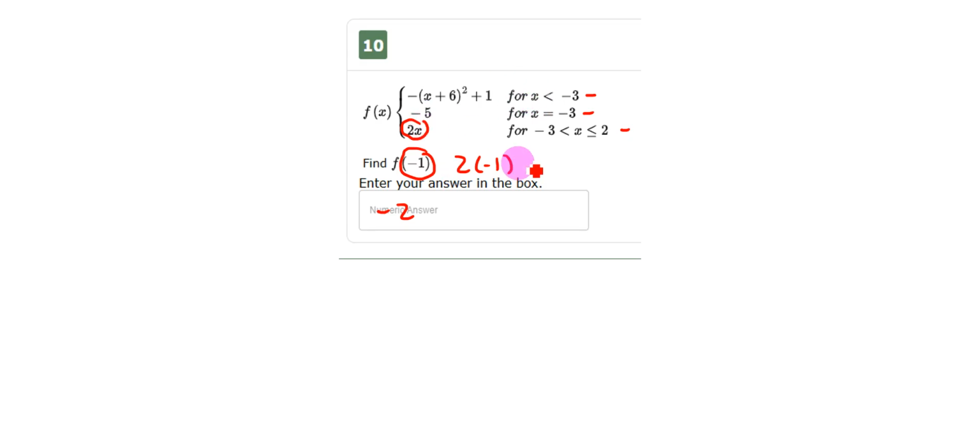What if we were doing f of negative 5? Well, that would go in here, and we'd plug negative 5 in here and just compute the answer. All right?